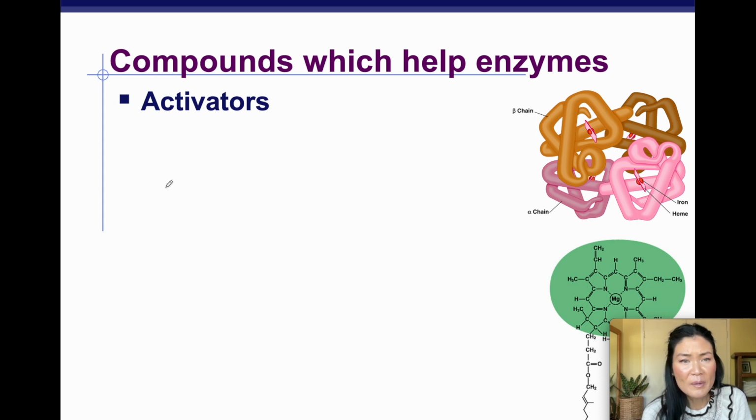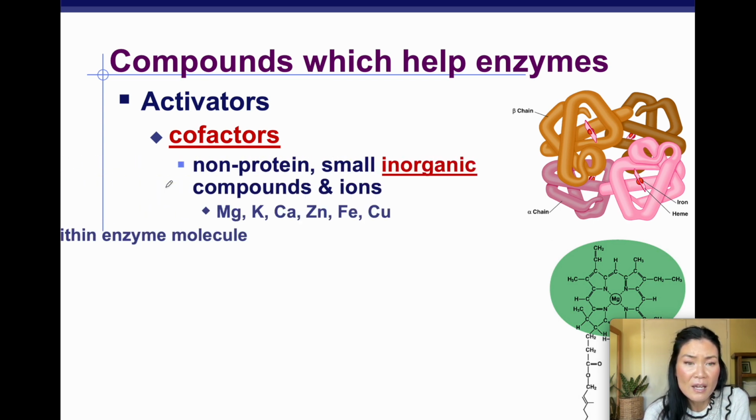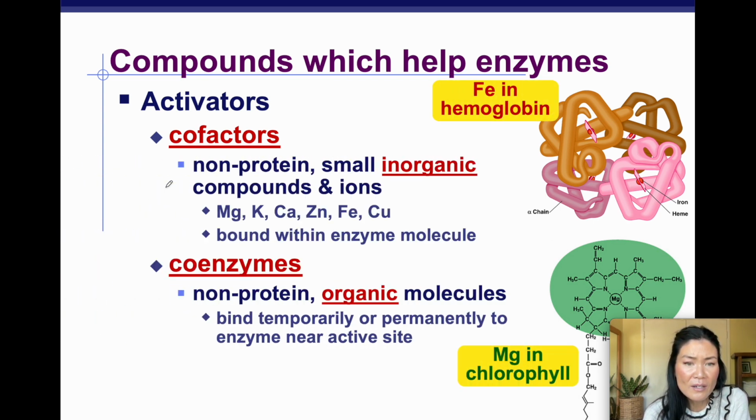Okay, so let's talk about compounds that actually help enzymes. So far we talked about denaturing enzymes, but what about some things that actually help enzymes? A lot of enzymes actually need help, and they need help from what we call activators. And there's a couple of types of activators. You have cofactors, and then you have coenzymes, okay? Cofactors and coenzymes help enzymes. And in fact, most of our enzymes do need cofactors or coenzymes to help them. The difference between cofactors and coenzymes, and you don't really need to know this, but cofactors are inorganic, whereas coenzymes are organic. That's like the main difference, okay?